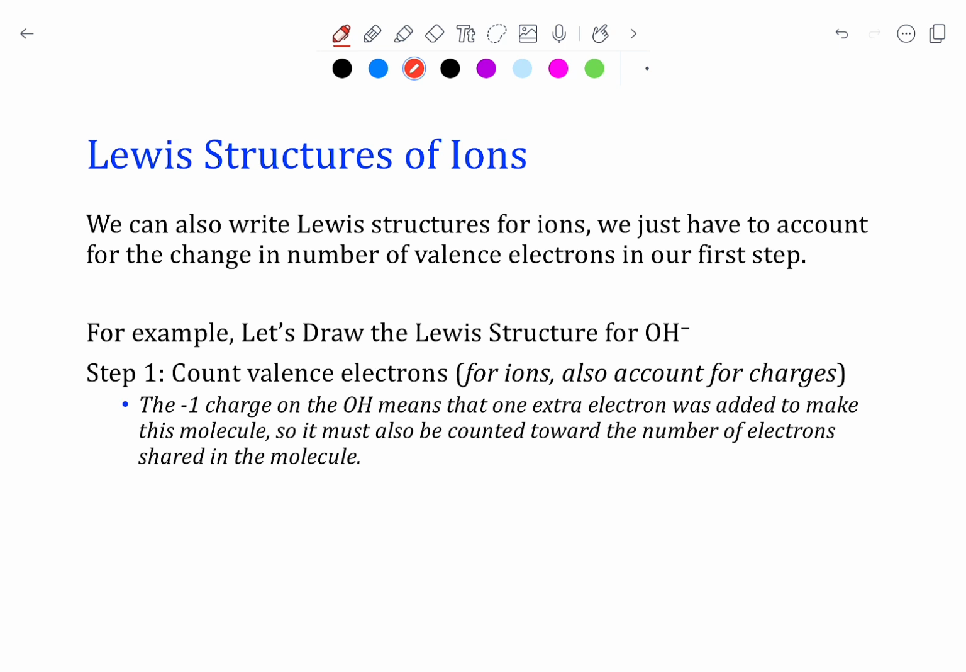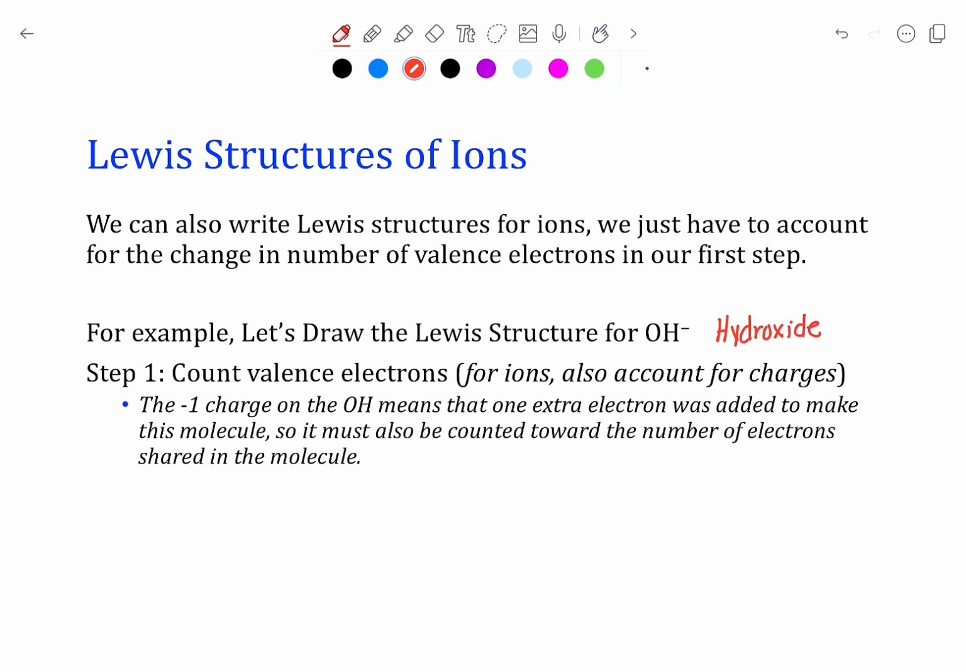So we can also write Lewis structures of ions. We can follow the same steps. We just have to account for the change in number of electrons in our first step, because the definition of an ion is that it has either accepted or removed electrons. So we have to account for that change in number of electrons. In our first step, we're counting the valence electrons. So let's do the example of OH minus. This is hydroxide. That's one of our polyatomic ions.